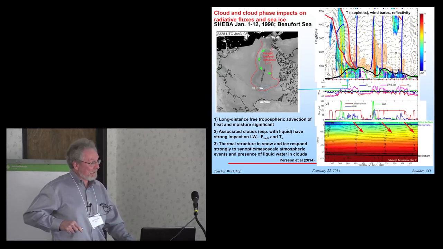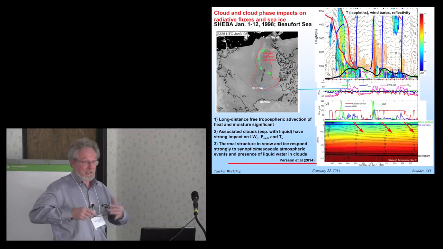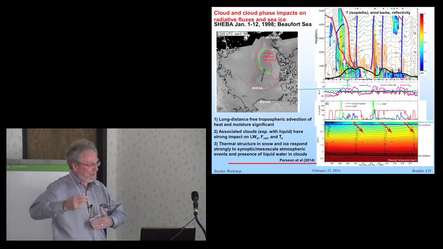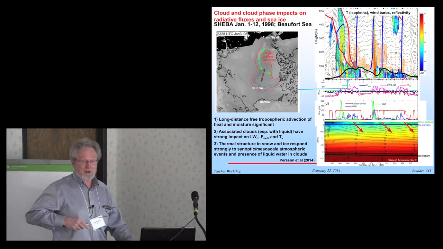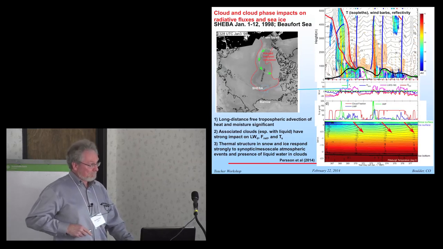It's actually associated with liquid in these clouds. This is measured by the radiometers, showing that the clouds, both the deep ones and the shallow ones, have liquid in them. And these liquid cloud events produce temperature warming in the sea ice, and this warming then propagates downward through the sea ice, and it's remembered in the sea ice. So we think it may impact when the melt starts in the spring.